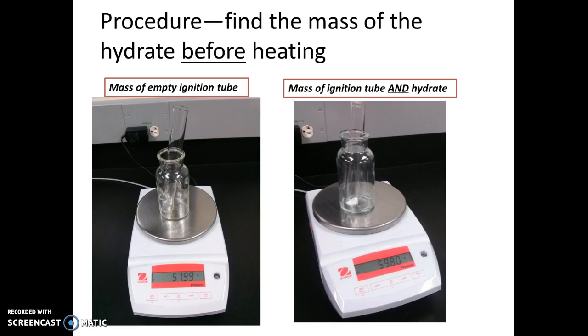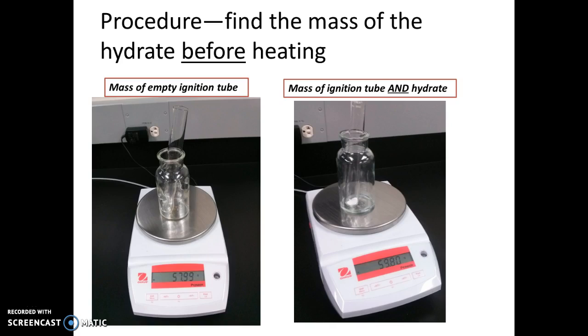So what you'll want to do is scoop it into the ignition tube, and you want to get approximately 2 grams of hydrate. So the next piece of data that you're getting is a combined mass. It's going to be the mass of the ignition tube and the hydrate together. Keep adding hydrate until you approximately have 2 grams in the tube.